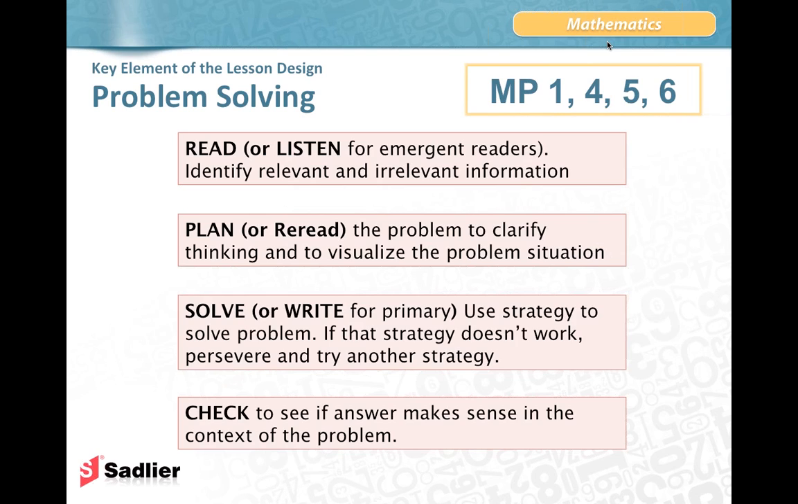Problem solving is a key component of Common Core progress. And Common Core does not want problem solving isolated, not taught as a separate strand, but rather integrated into the learning process every day. So we want our students to be reading and planning and solving and checking problems every day. And this should become a habit of mind for students. As adults, we do this every day. When we're posed with a problem, we read the problem carefully, plan how to solve it, solve the problem, and then check to make sure the answer makes sense in the context of the problem.